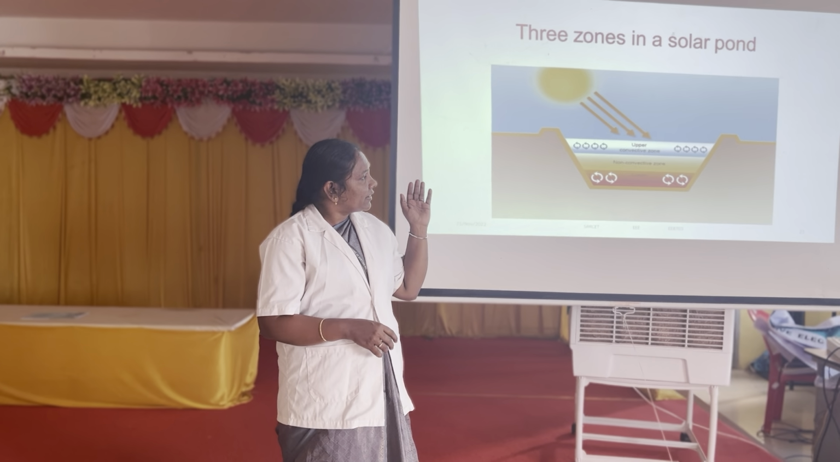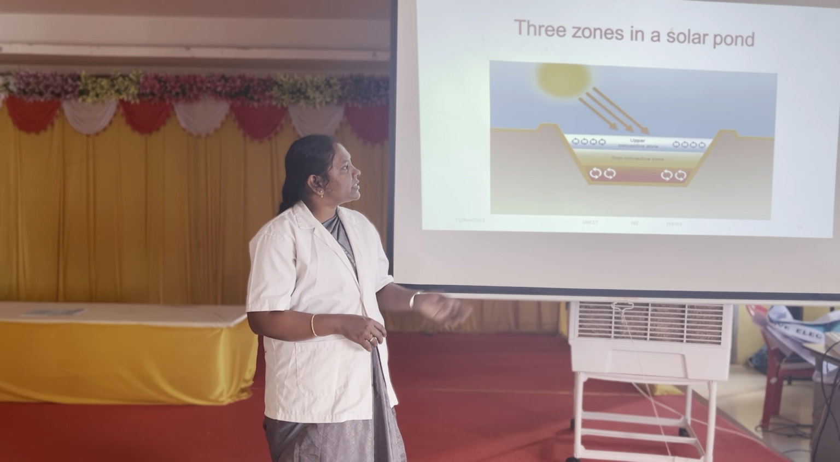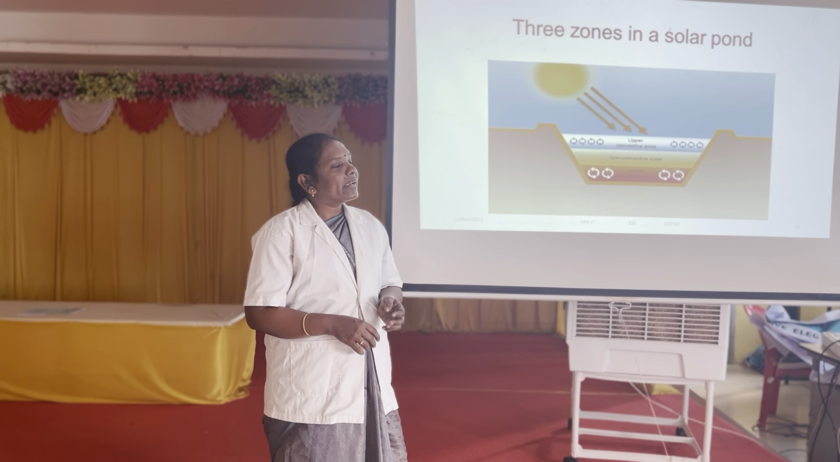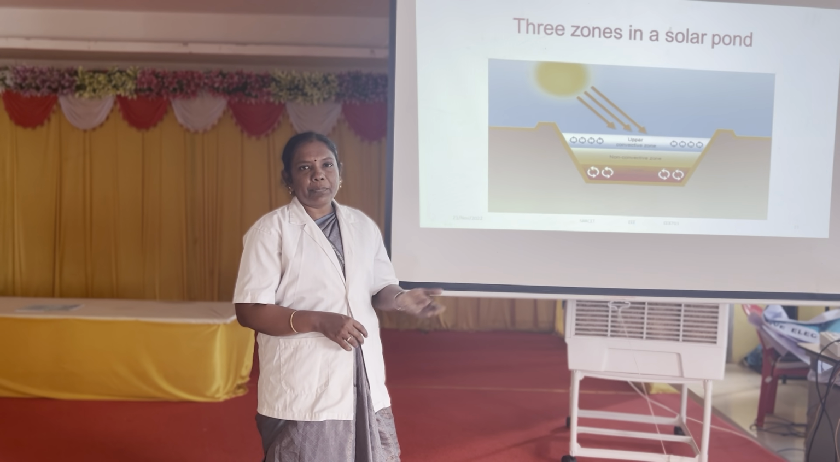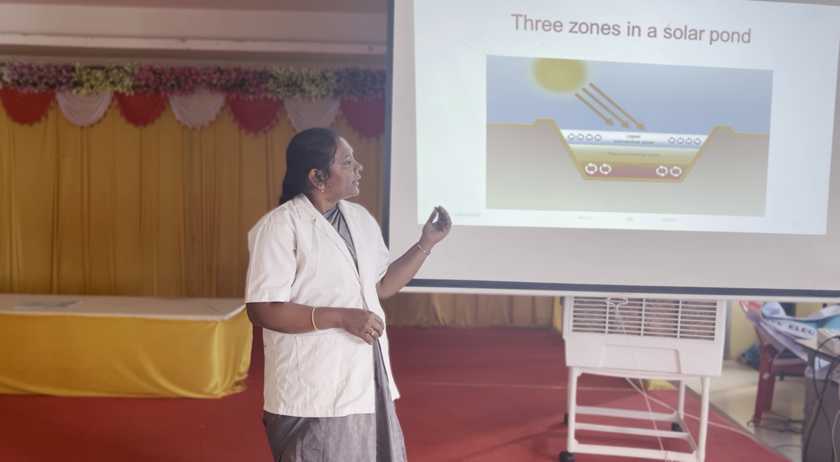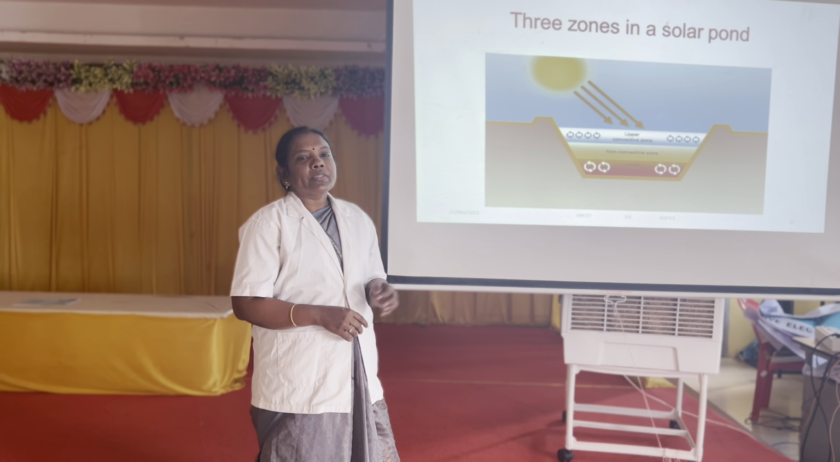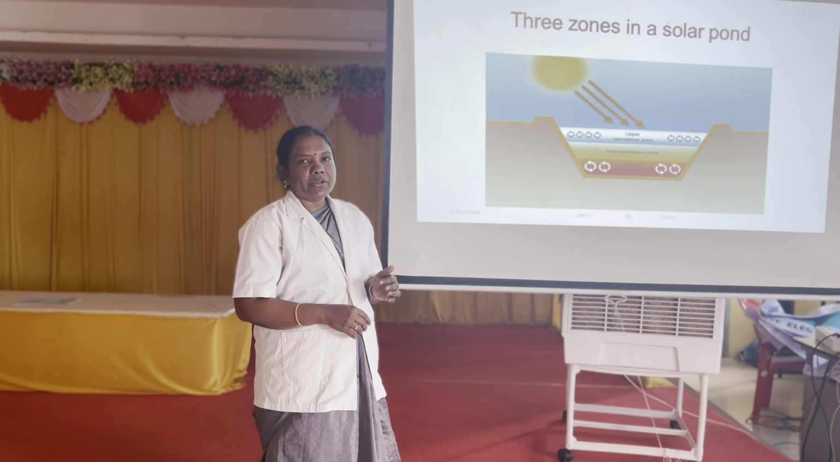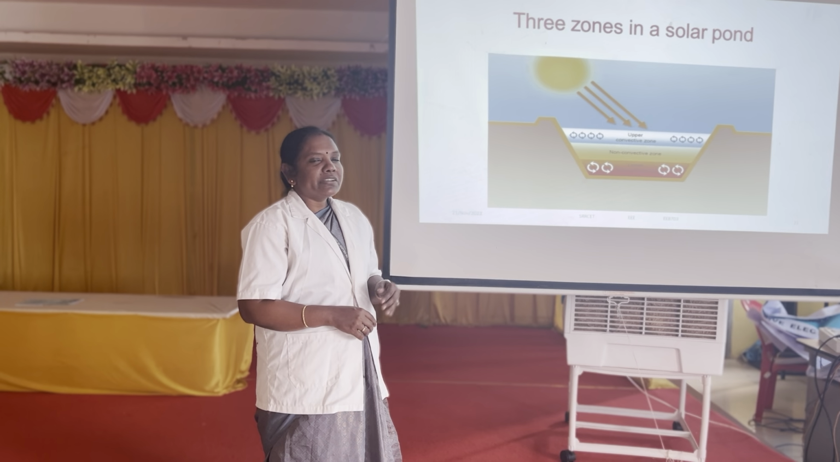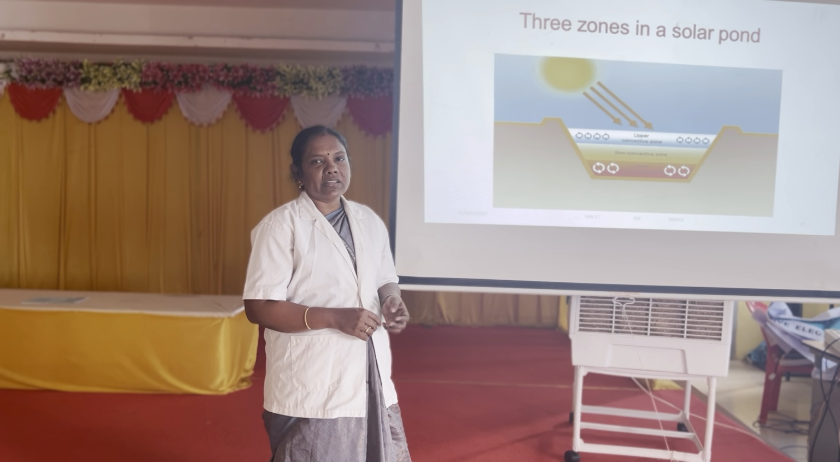Solar radiations are received in the upper convective zone. Here we collect the hot temperature. In lower convective zone, we are collecting the cold temperature. The temperature difference is used to produce electrical energy.